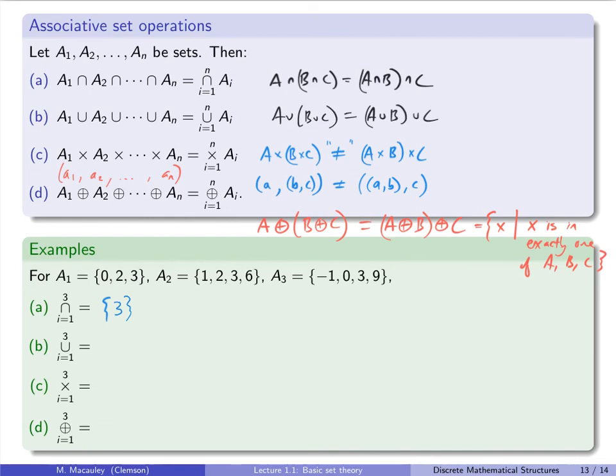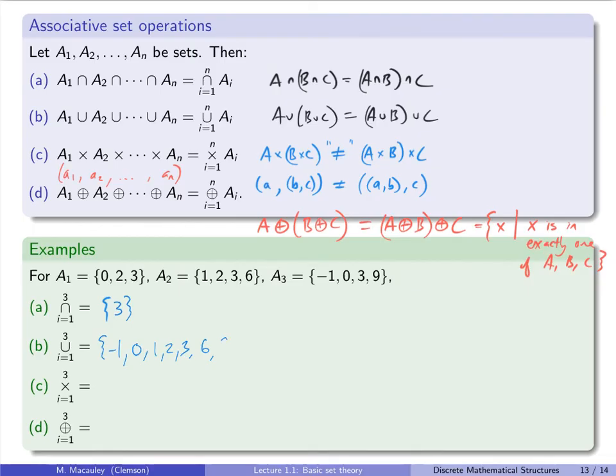So what's the union of these? We don't have to list them in order, but let's do it just to make sure we don't miss any. Negative 1, 0, 1, 2, 3. I don't see a 4 or a 5. I see a 6.